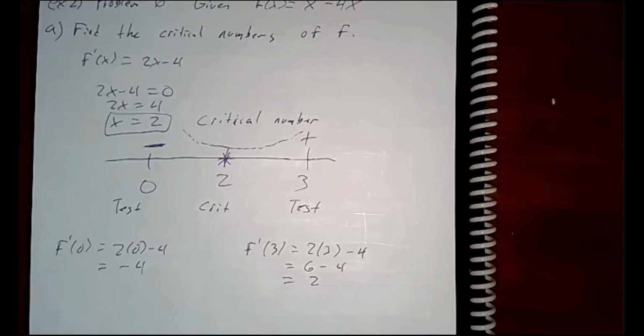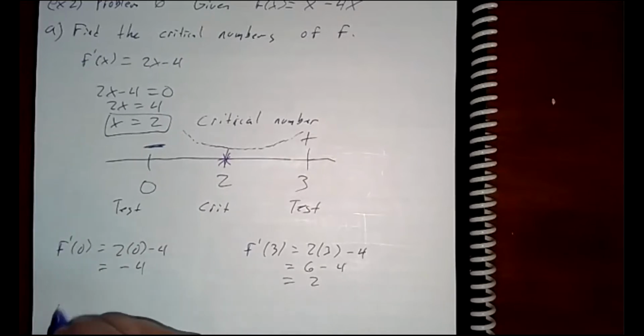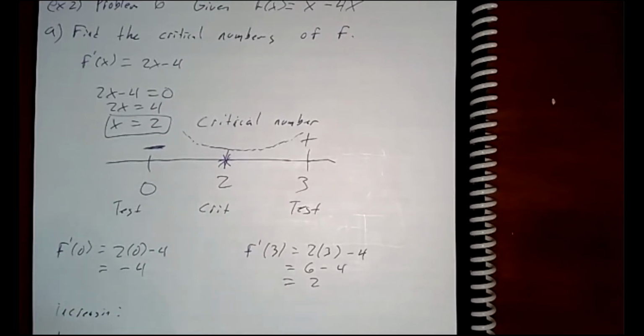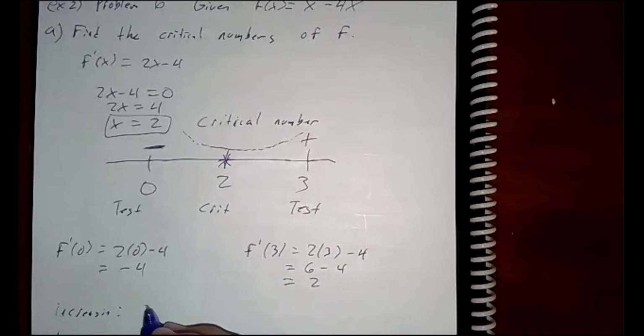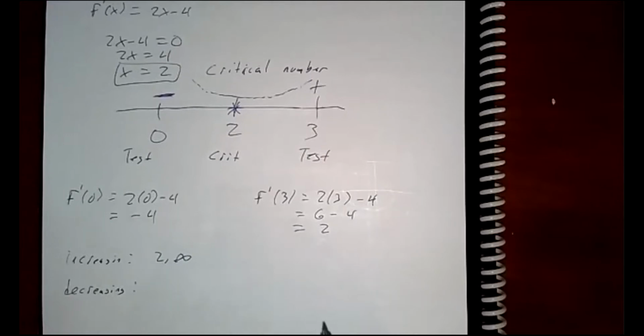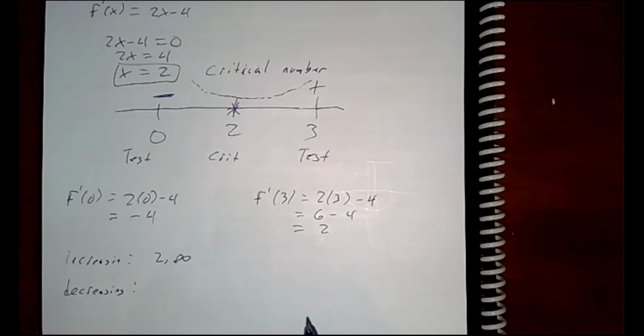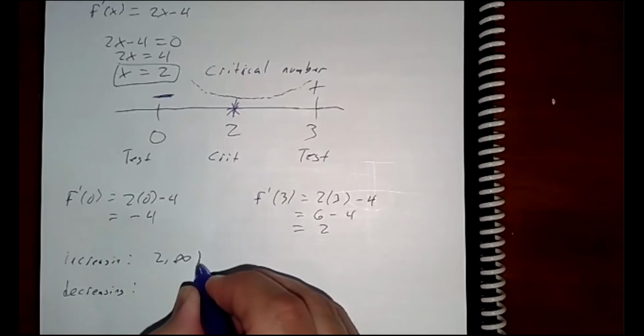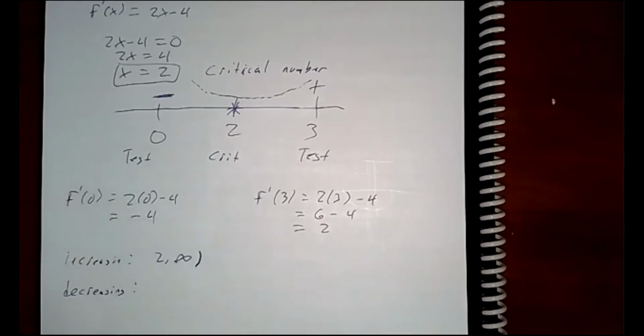So where are we increasing? What would you say? What is the interval? I think increasing would be 2 to infinity. Yes, increasing would be 2 to infinity. Now, the only thing we have to worry about is, do we put parentheses or brackets? I think we would put a bracket on 2 and then a parenthesis on the infinity. Yeah, we can never put a bracket on infinity, so that's true.